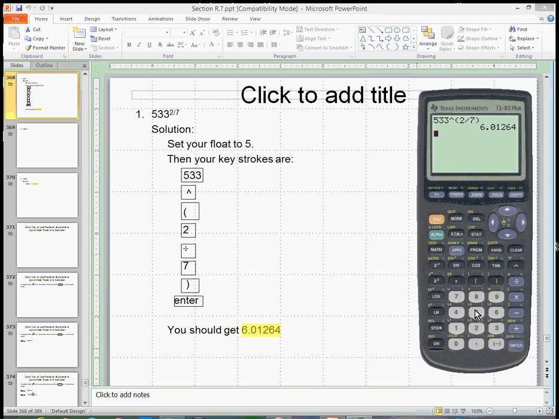Just so you'll know, suppose you didn't enclose parentheses with your exponent. Something radically different. What your calculator did here was it took 533 to the 7th to the 2nd power and divided that result by 7, which is not what you wanted.